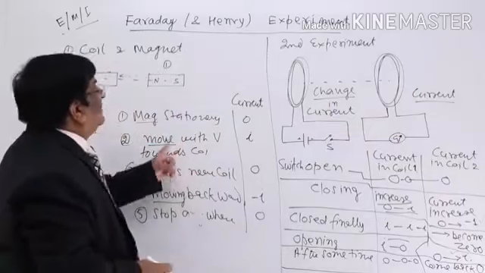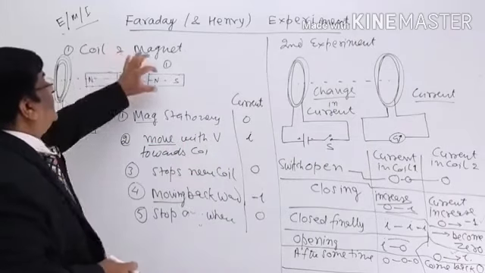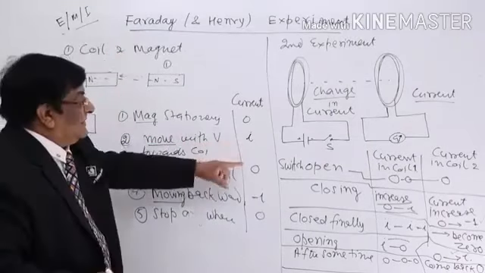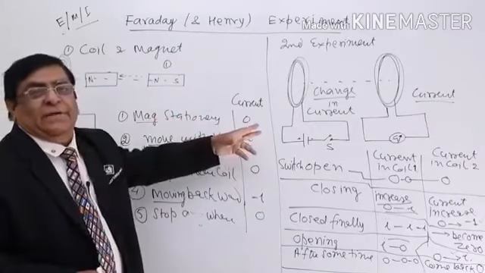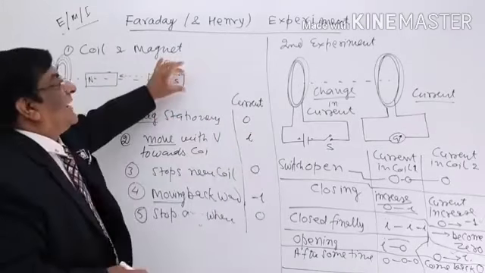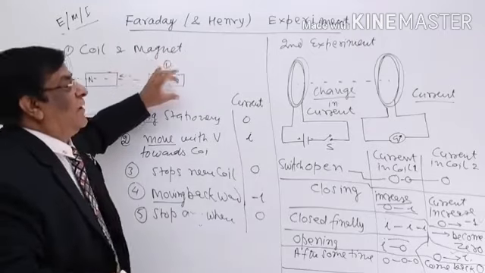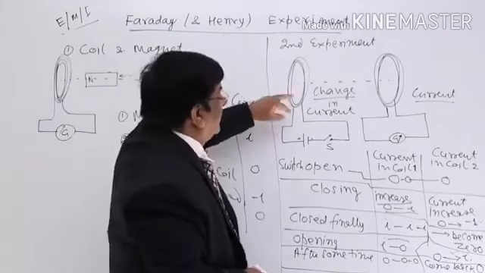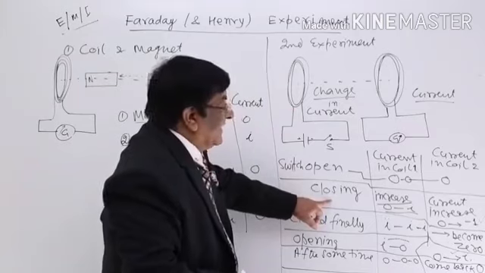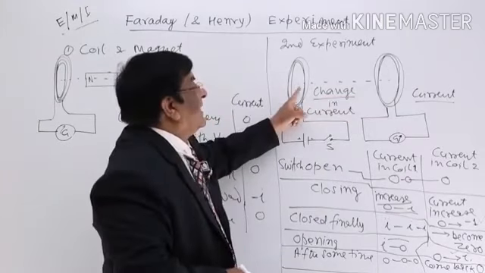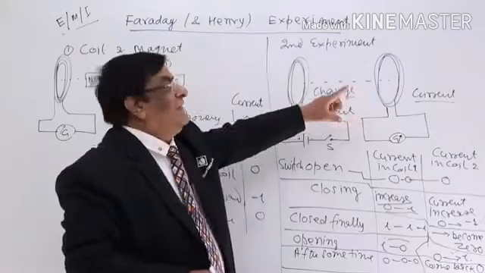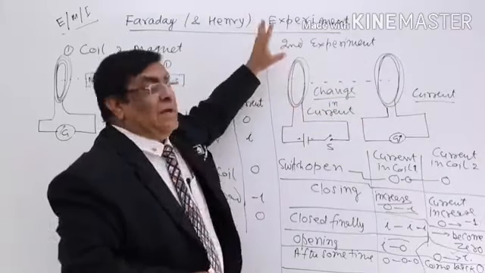And in this, whenever there is a movement of the magnet, then only there is current. If the motion stops, there is no current. So, motion, current; no motion, no current. When there is a change in the current here, there will be current there. If there is no change in current here, there is no current there, maybe any amount of current.